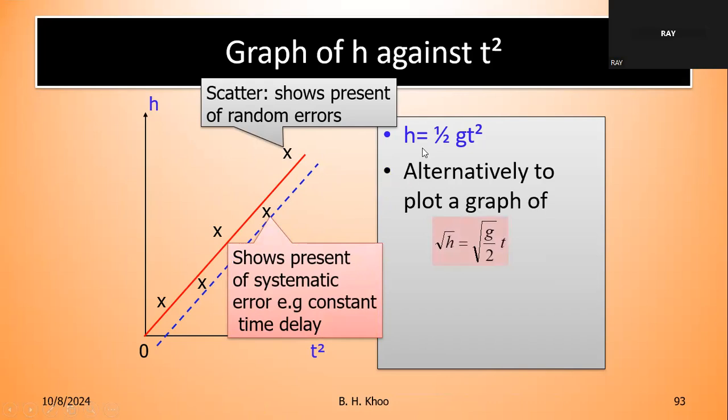It doesn't mean that we have to plot H against T squared. We can take the square root of this equation: root H equals square root of G over 2 times T. So we can plot root H against T. The gradient in this case is just square root of G over 2. Okay? Any comment? Anything not clear?